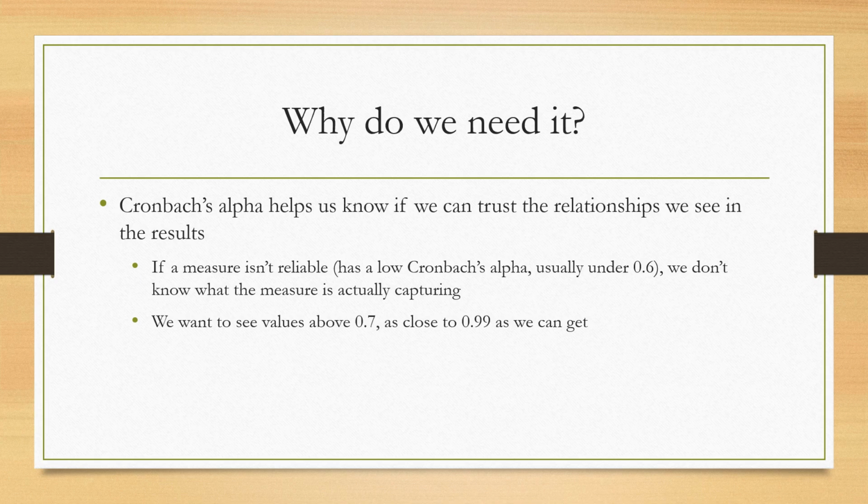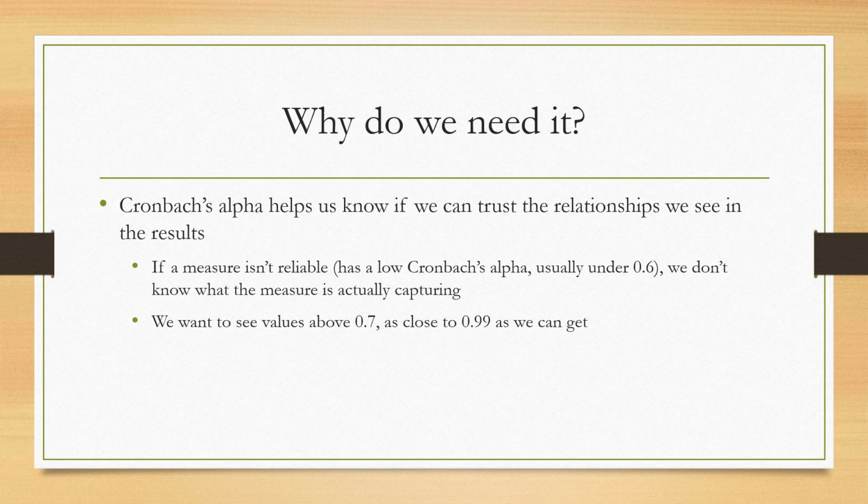So if their measure isn't reliable, so it's got a low Cronbach's alpha, which typically we would say anything under 0.6, we would be kind of concerned about. Once we get under 0.5, we're getting pretty unreliable. If we're in that range, we don't really know what the measure's actually capturing, because it's apparently variable, and who knows why it's being variable. So if the researchers are publishing something that has those values, we'd be kind of concerned about those results.